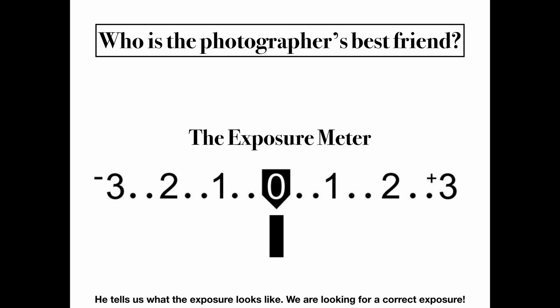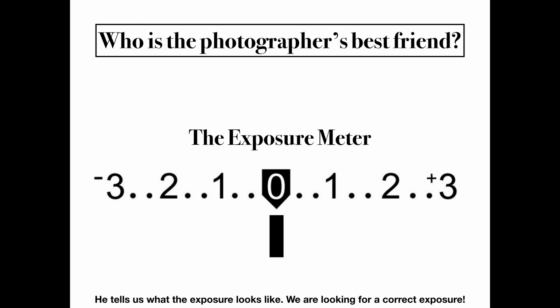Who is the photographer's best friend? The exposure meter. That's the photographer's best friend. Inside of your viewfinder, when you look into your camera, there's going to be a little meter that looks like this. Okay? It says 0 in the middle. It says 1, 2, 3 on the right, 1, 2, 3 on the left. Usually, you only see this if you have your camera turned to manual like we talked about last week. So go ahead and turn your camera to manual. If you don't have a camera, just keep watching. You'll understand.